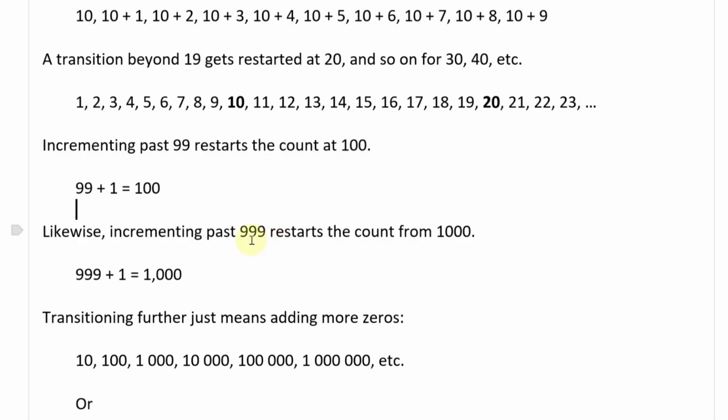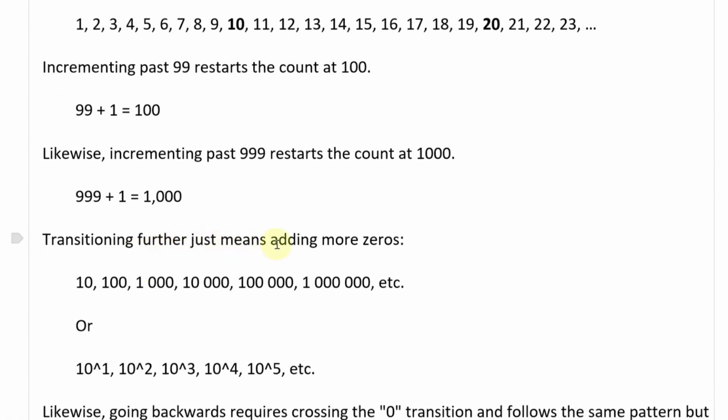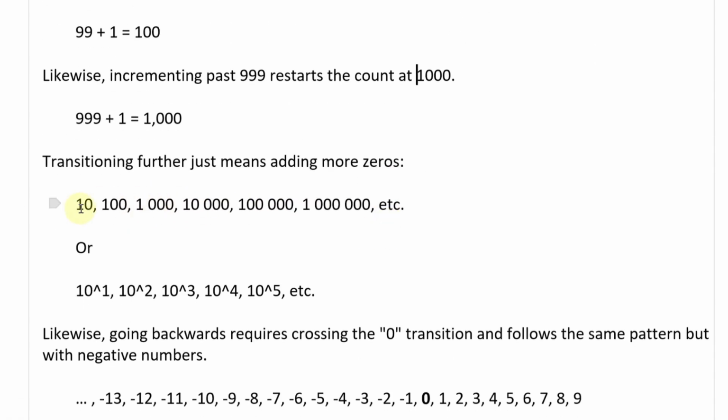Likewise, incrementing past 999 restarts the count at 1,000. So 999 plus 1 is going to be 1,000. And then transitioning further just means adding more zeros. We have 10, 100, 1,000, 10,000, 100,000, 1 million, etc.